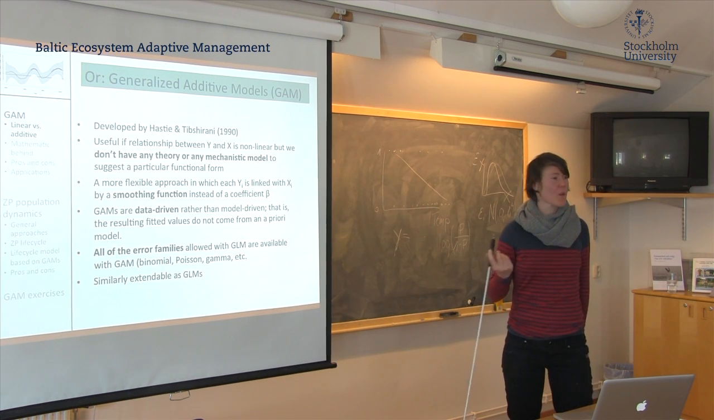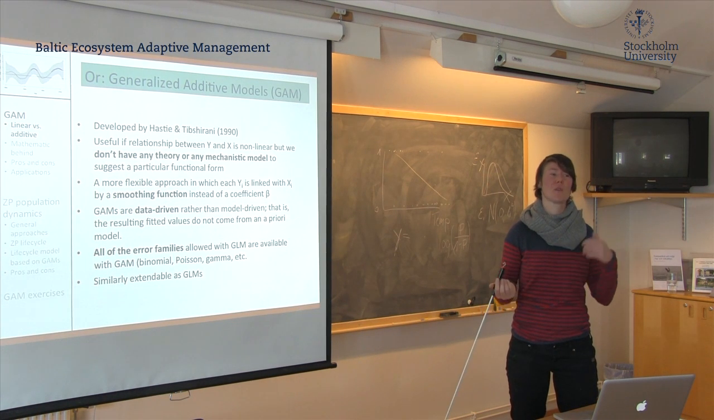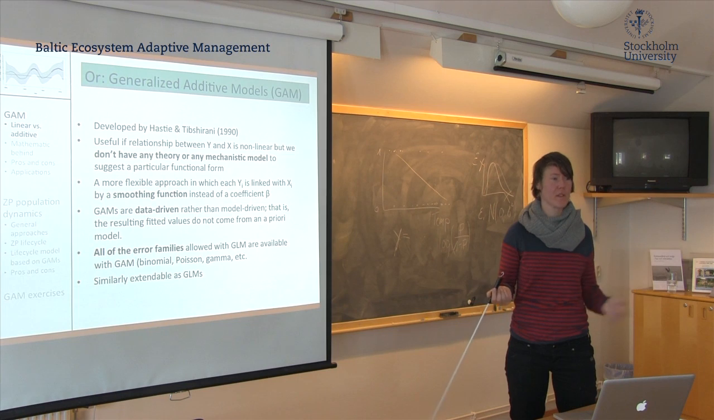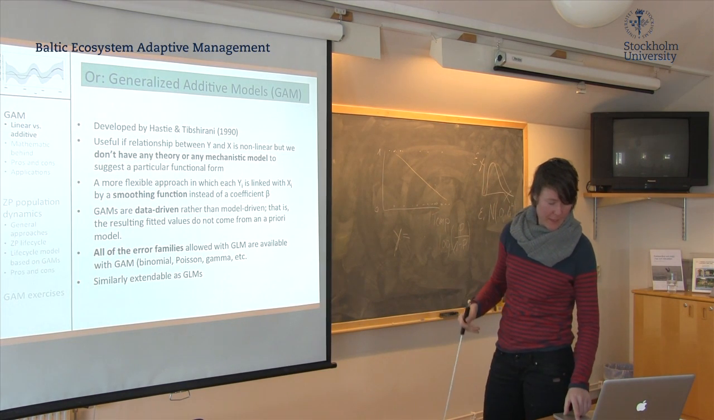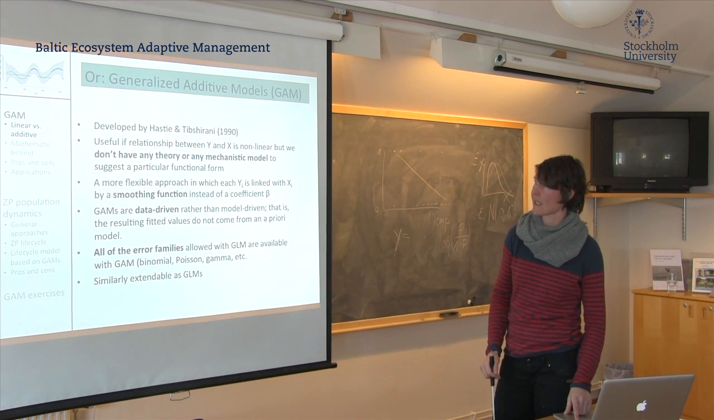But again, you can use all different kinds of error families. This is why it's also called a generalized additive model. You can use a Poisson distribution, binomial distribution, and so on. I will talk here now only about normal distributions to make it easier.